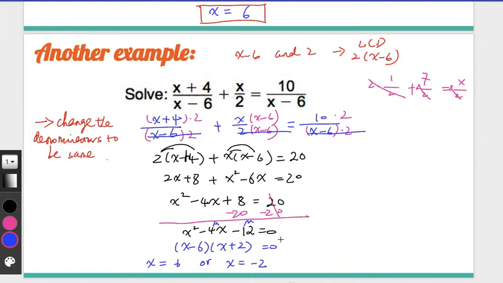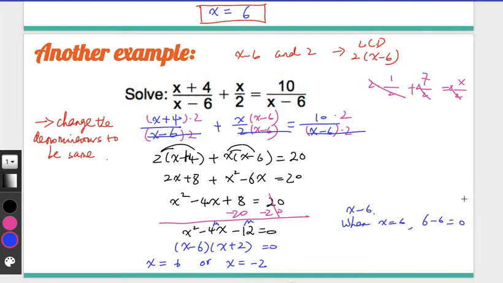Now, we are going to check, are we going to have two solutions or is one of the solutions not working? One quick way for you to check is the denominator. So I want you to go back and check the denominator. One of the denominators is x minus 6. So when x equals 6, the denominator is going to become 0.